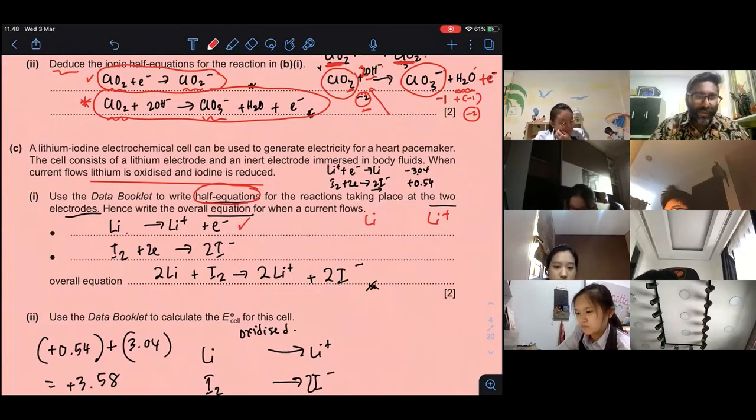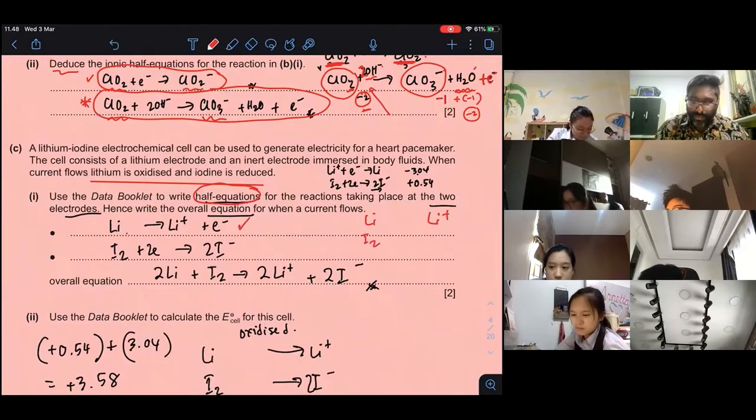And then another one is iodine is reduced. So I2 is 0. Reduced means, of course, I-. So it must be 2I-. I just put it over here. How do you get from neutral to become I-? So plus electron. How many electrons? 2 electrons. So I put it already.